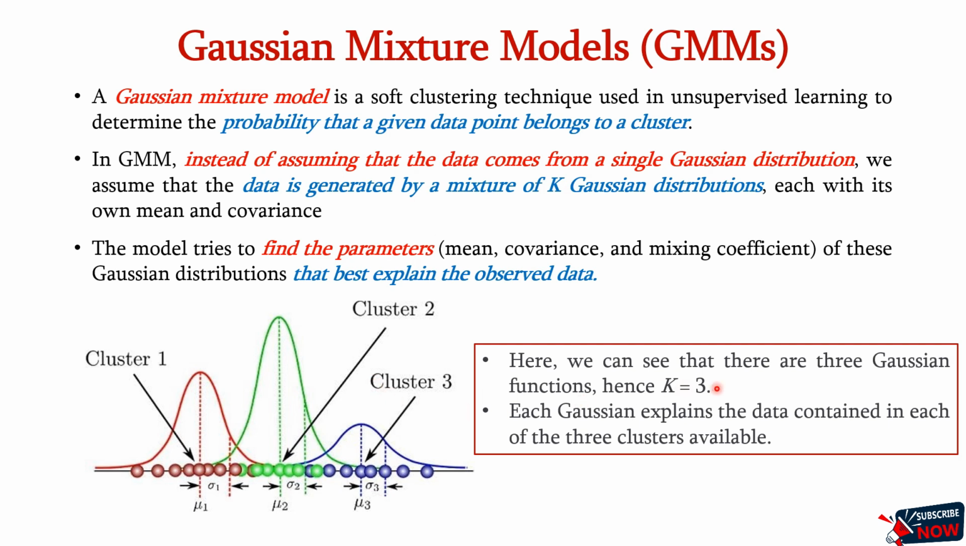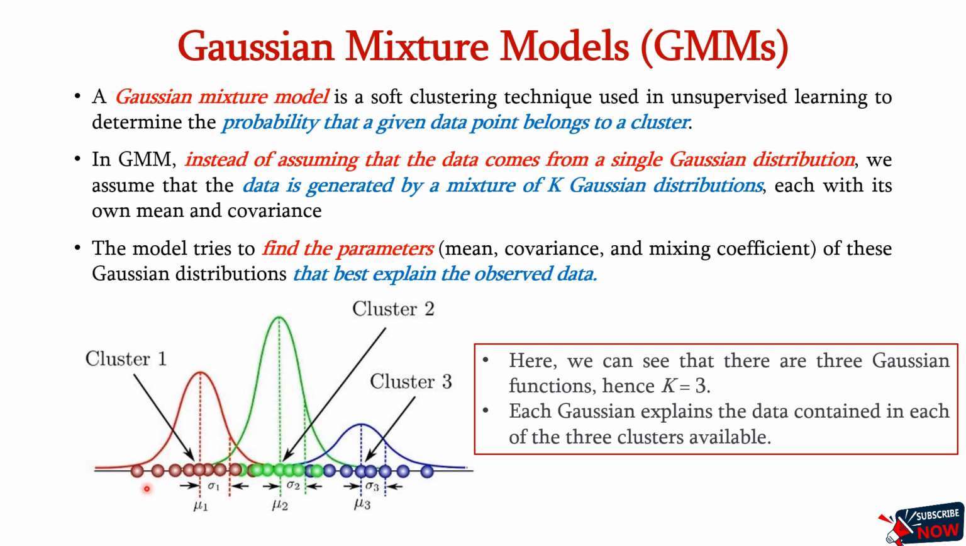This diagram illustrates the concept of Gaussian mixture models. Here we can see that there are three Gaussian functions, that is brown, green and blue, hence k is equal to 3, and each Gaussian explains the data contained in each of the three clusters available, that is cluster 1, cluster 2 and cluster 3. Each Gaussian component has its own mean and covariance, expressed as mu1 sigma1, mu2 sigma2 and mu3 sigma3 respectively.